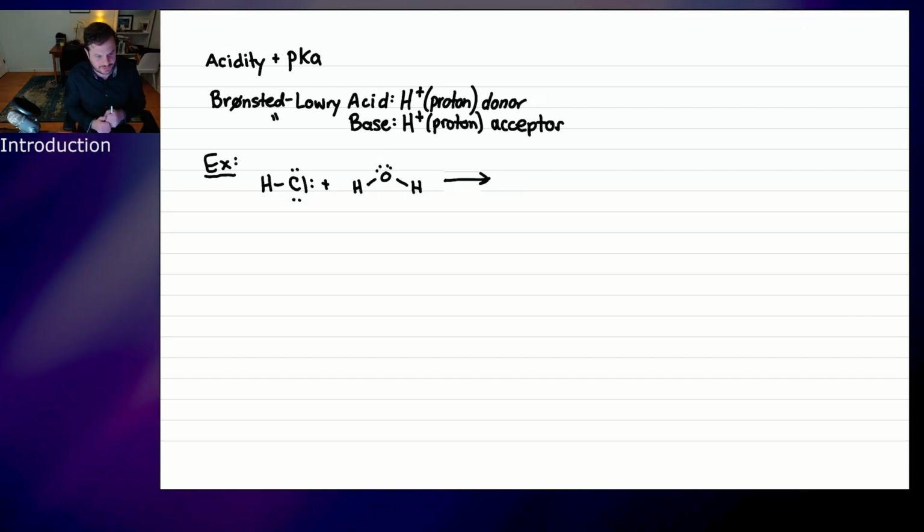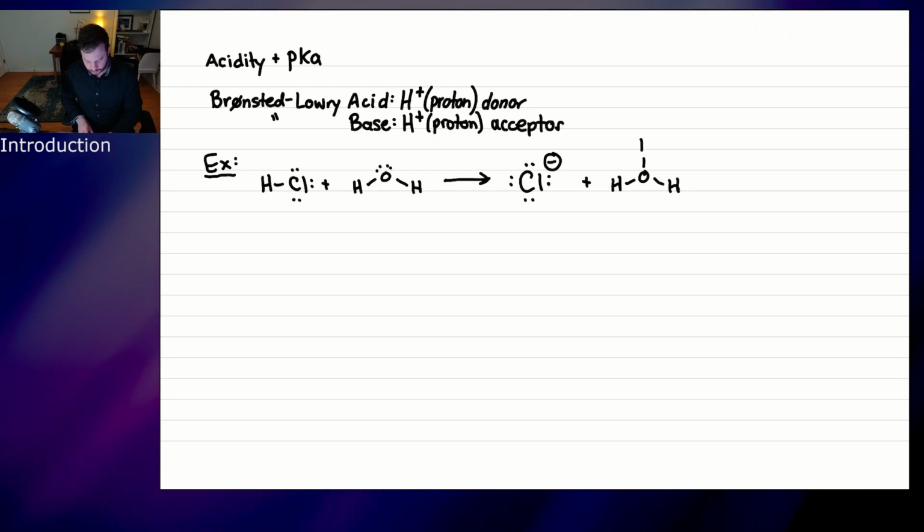Now, what would be the product of this reaction? Well, one product could be the chloride ion. And another product could be the hydronium ion. Okay. So this is an example of an acid-base reaction.